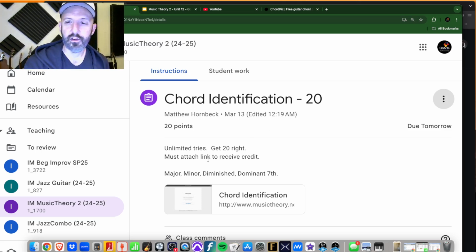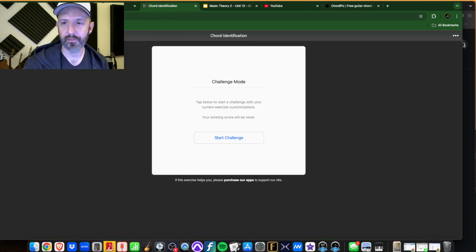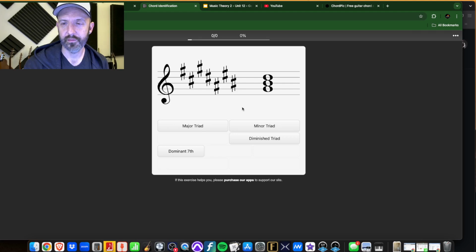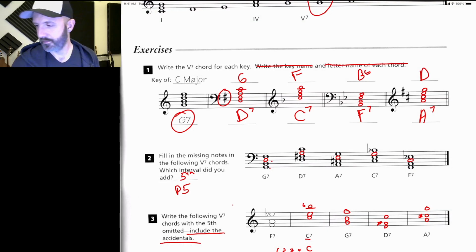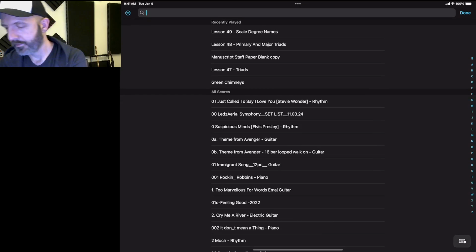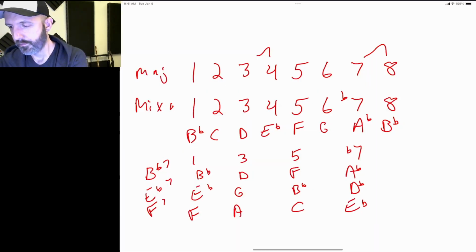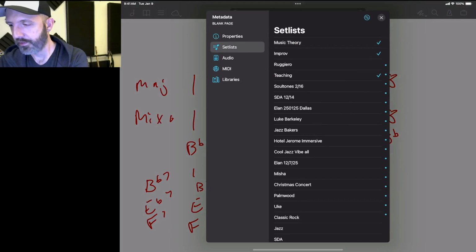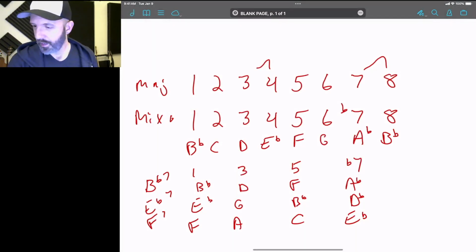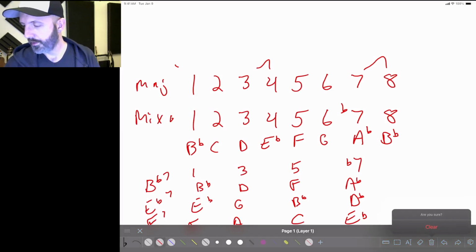So you are in charge of knowing all these different chord identifications. I kind of jumped ahead, but it's good for you. You can look this up online. So, chord identification, check it out. Here's a quick crash course. Let's go to the iPad real quick and get a blank page. The good news is if you can do the homework, you're double covered.